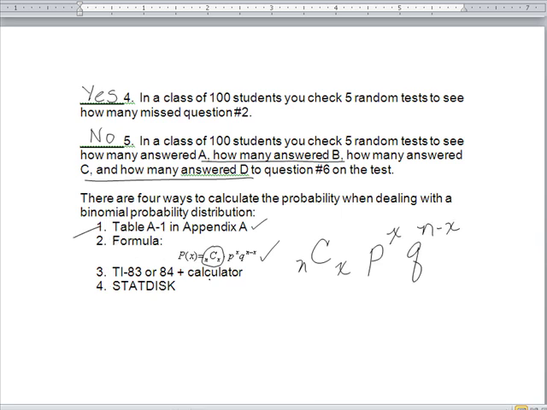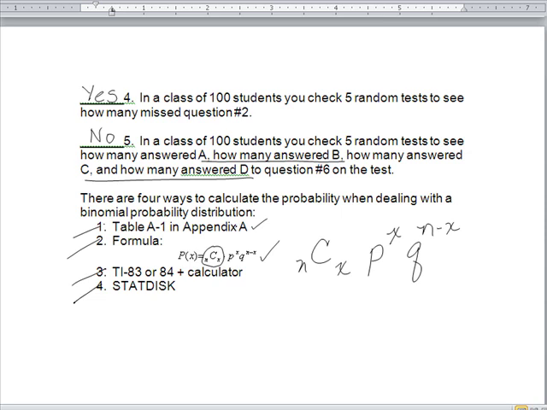What I'm going to do in the sample problems is some by table A1, some by the formula, some using the TI-83/84, and some using StatDisk. In terms of what I do, it depends on the problem. If it's a problem that can be done quickly with the table, that's really the fastest way to do it. In some cases, the formula is the only thing I can do. That's kind of my last choice.